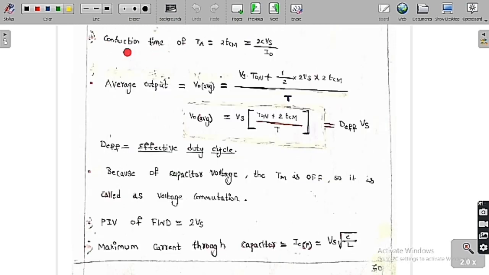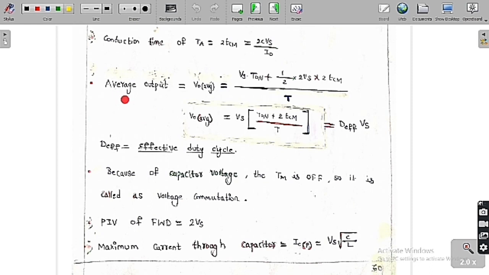If you want to know the conduction time of the auxiliary thyristor, it is nothing but the mode 2 region. For the time for which mode 2 is present, only for that time the auxiliary thyristor is going to conduct. It is 2 times the circuit turn off time, which is 2 into C Vs by I naught. So this is the time for which the auxiliary thyristor is in the on position.